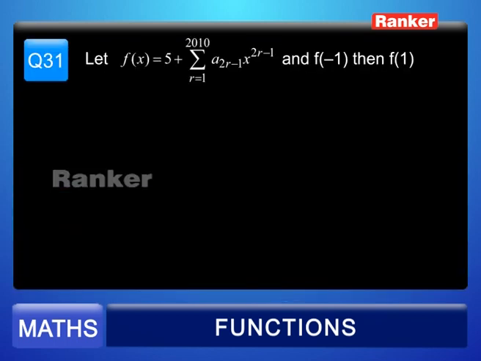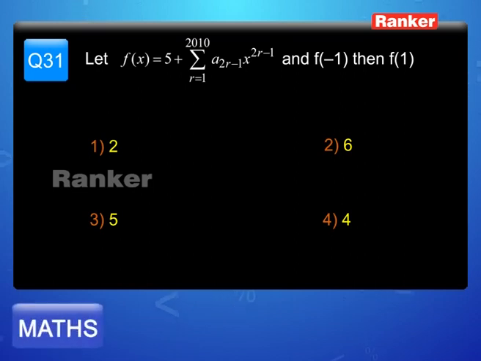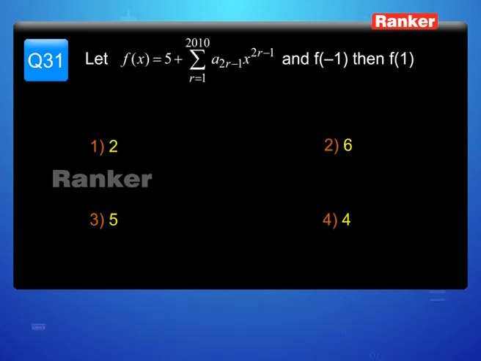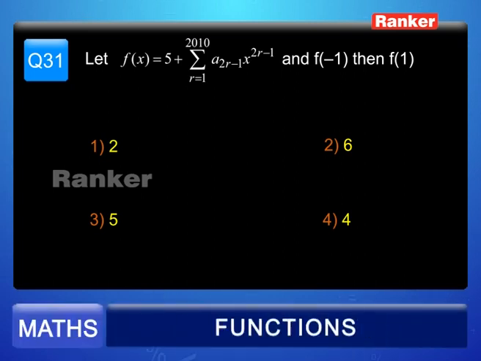In this question, f of x has been given as a series, of course, with a finite number of non-zero terms. f of x is equal to 5 plus sigma r equals 1 to 2010 a 2r minus 1 x power 2r minus 1. That is f of x. And he has given us another additional piece of information. f of minus 1 is 4. Then what is f of 1? We are supposed to find f of 1. The available 4 options are, the first option is 2, second option is 6, third option is 5, fourth option is 4.